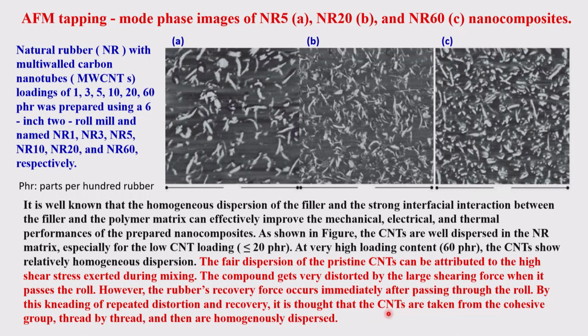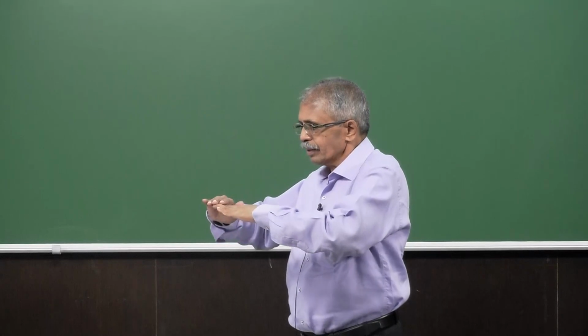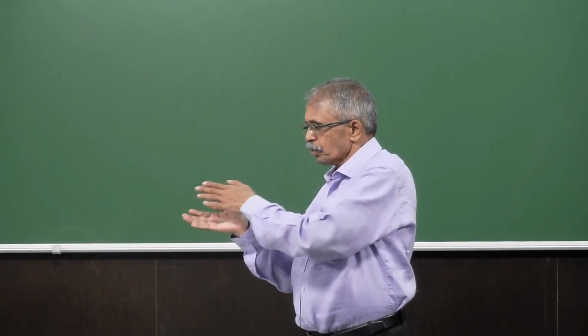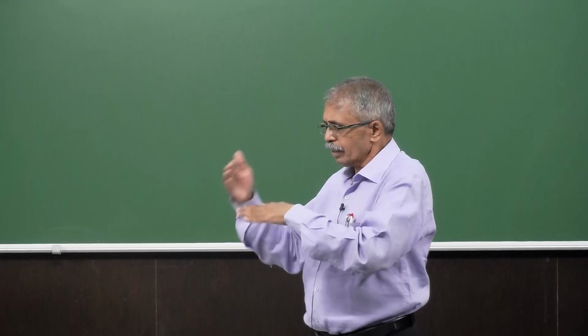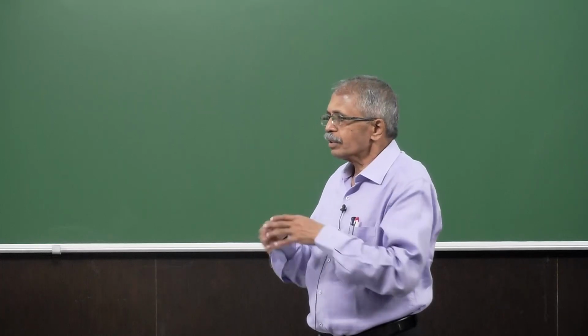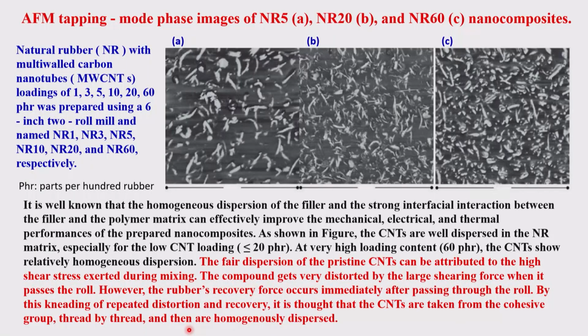So it is thought that the CNTs are taken from the cohesive group, thread by thread, and then homogeneously dispersed. When you mix it in the rubber, it is in a somewhat semi-fluid state, and you take it through this mill and apply a force. It presses, then when it comes out, it relaxes. Again you take it through a few times to homogenize it. How do you know it is homogenized?